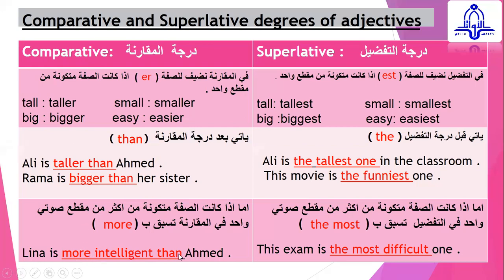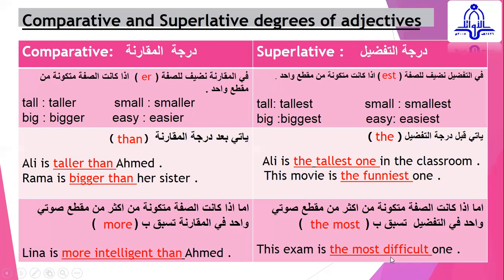Lina is more intelligent than أحمد. هي لينا أكثر ذكاء من أحمد. وتبقى طبعا than هي علامة مميزة مع comparative. أما إذا كانت الصفة متكونة من أكثر من مقطع صوتي واحد في التفضيل تسبق ب the most. For example, this exam is the most difficult one. هذا الامتحان هو أصعب امتحان.